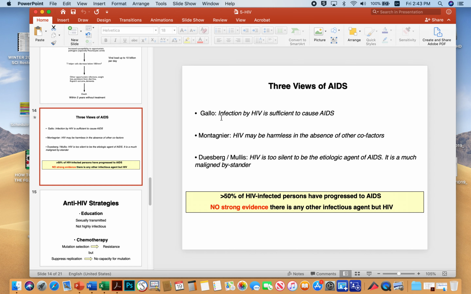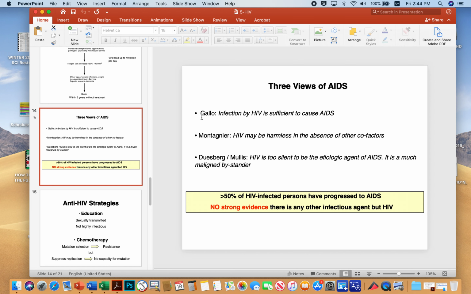Gallo was believed to have just stolen the virus, I guess, I don't know, and then claimed that he also isolated the same thing. But the viruses were too similar between the two labs, so it was kind of shady what happened. But Gallo somehow tried to piggyback in there and get the Nobel Prize with Montagnier. His view is that infection by HIV is sufficient to cause AIDS. And Montagnier's view is that HIV may be harmless in the absence of other cofactors. So I don't know what those cofactors are.